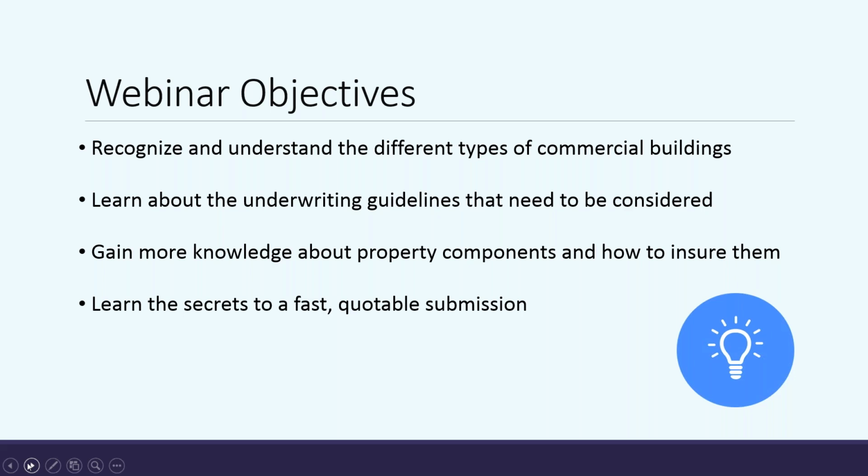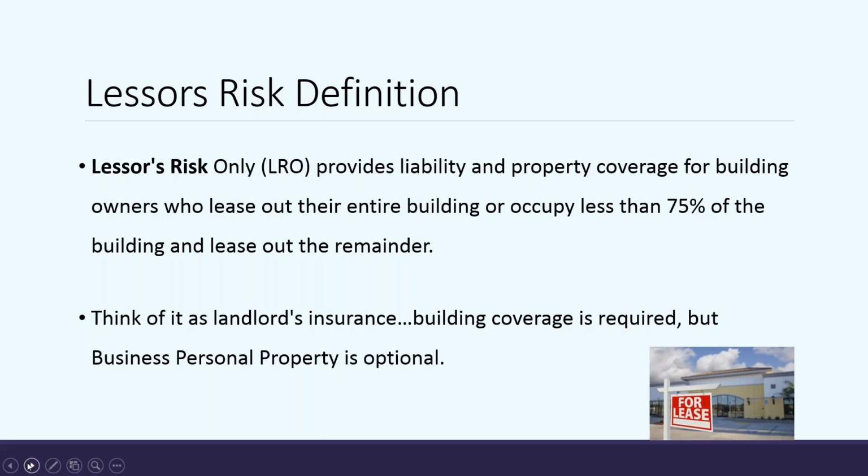So let's talk about objectives. It's going to be important to understand the different types of commercial buildings, which Michelle will talk about. And then you're going to learn about the underwriting guidelines that you really need to consider, and you'll understand how the property components need to be considered when insuring a commercial building. And then, what's the secret to fast quotable submissions? So without further ado, I'm going to turn this over to Michelle.